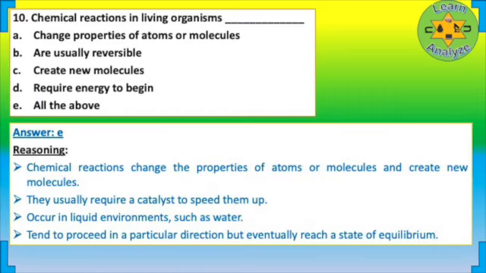The answer is E, because chemical reactions change the properties of atoms or molecules and create new molecules. They usually require a catalyst to speed them up, occur in liquid environments such as water, tend to proceed in a particular direction but eventually reach a state of equilibrium.